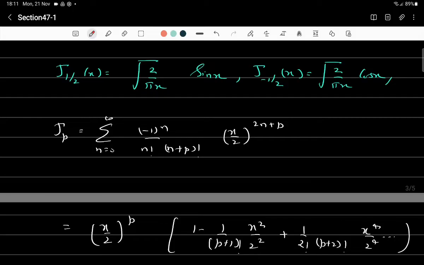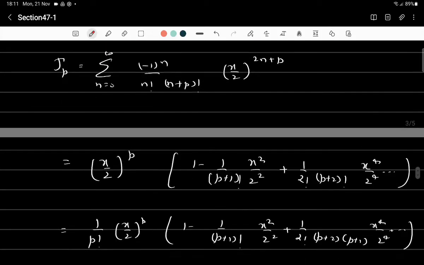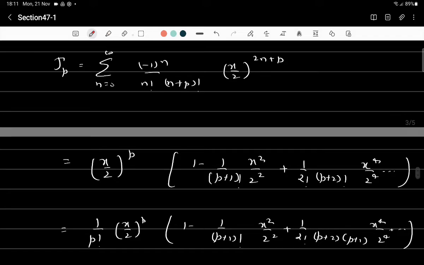Now here if I, for example, substitute p is equal to half, then the first term is 1 by 3 by 2 factorial x square by 2 square. Instead of 3 by 2 factorial, if I simply have 3 by 2, then it becomes x square by 3 factorial, and if I multiply by x, it becomes x cube by 3 factorial. And similarly, the same observation can be seen from the next term. It means if I take p factorial outside, then this is how it looks like.